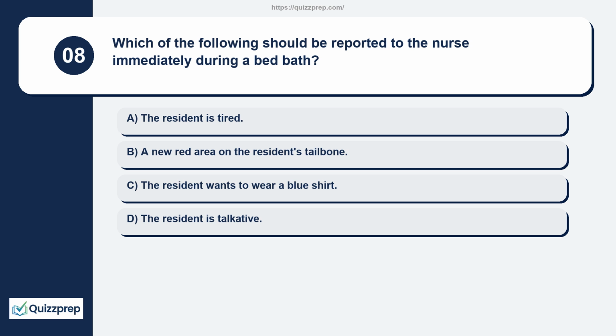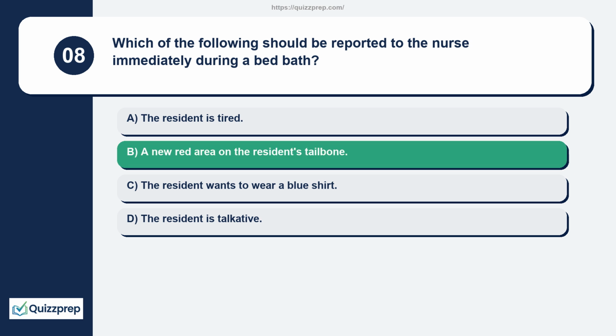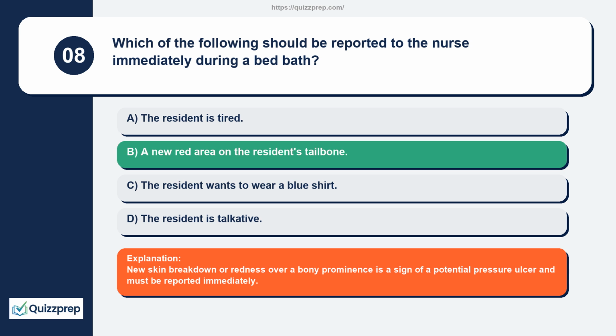Question 8. Which of the following should be reported to the nurse immediately during a bed bath? The resident is tired. A new red area on the resident's tailbone. The resident wants to wear a blue shirt. The resident is talkative. New skin breakdown or redness over a bony prominence is a sign of a potential pressure ulcer and must be reported immediately.